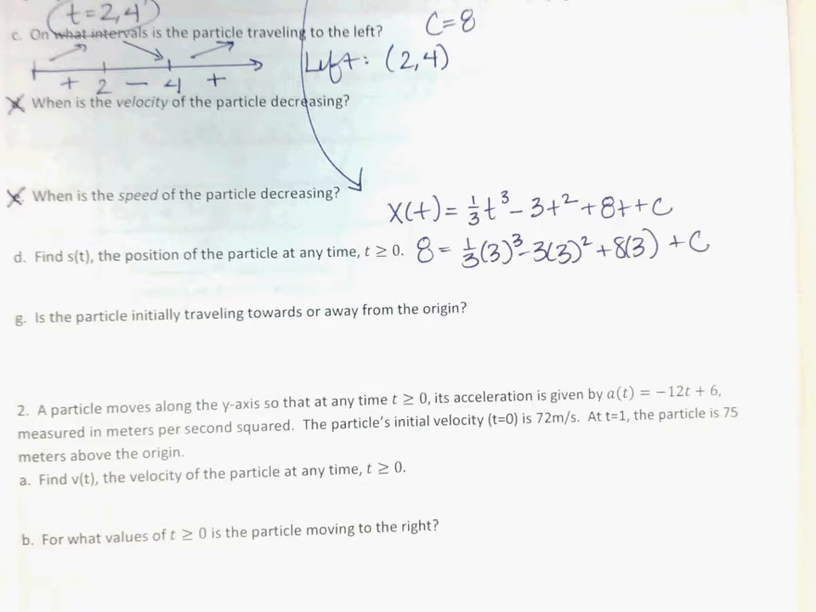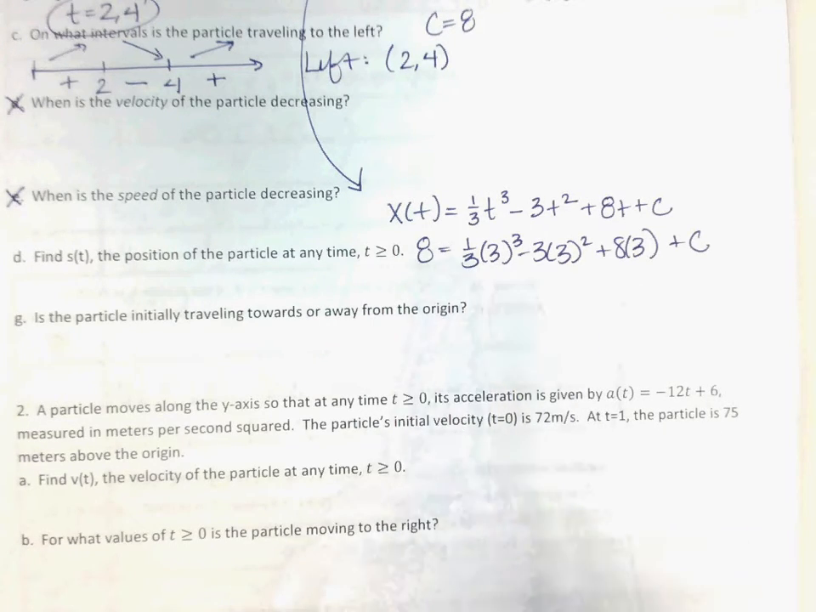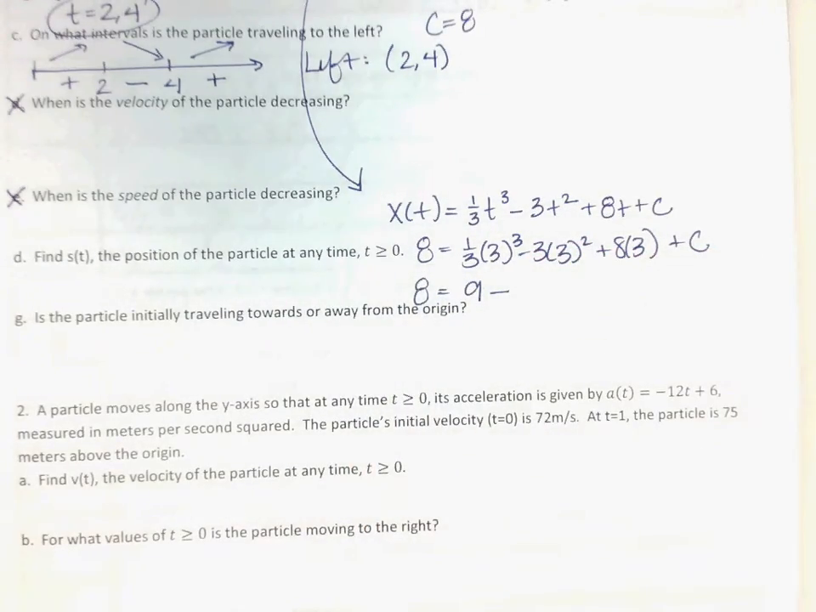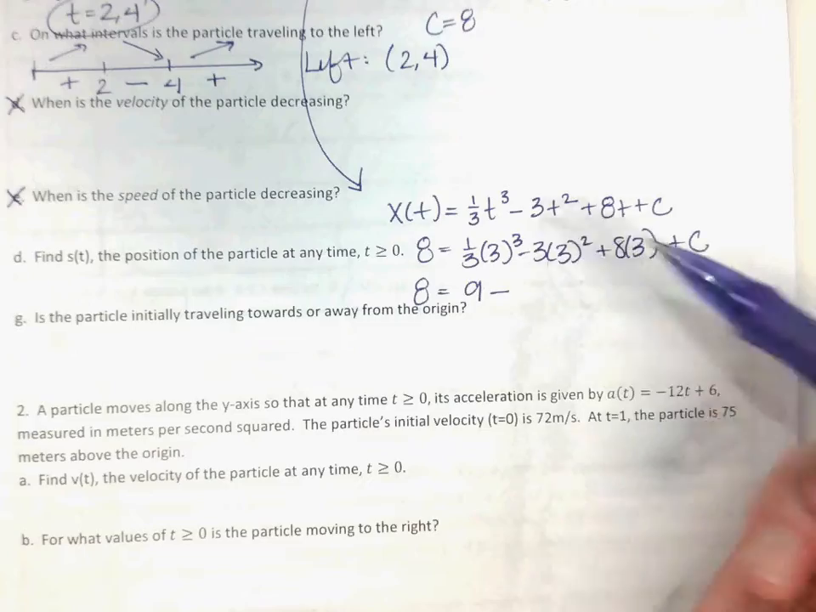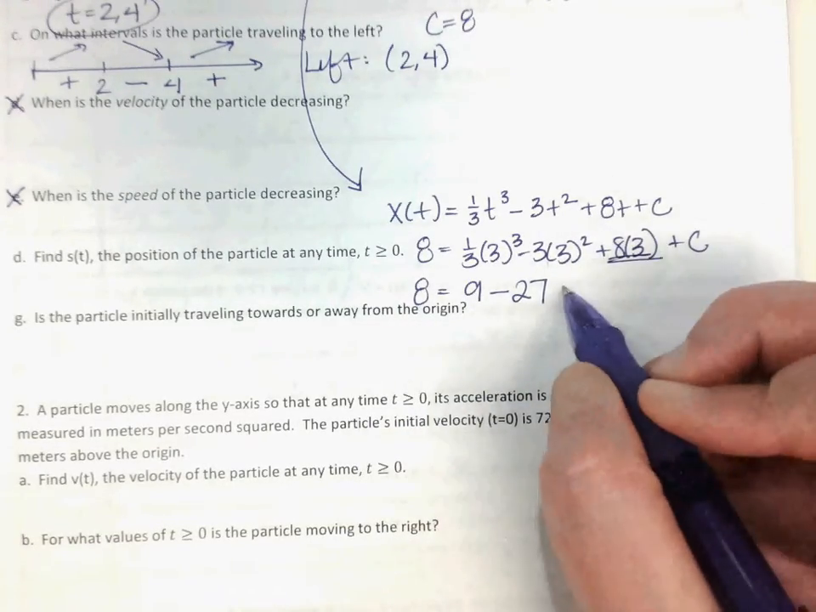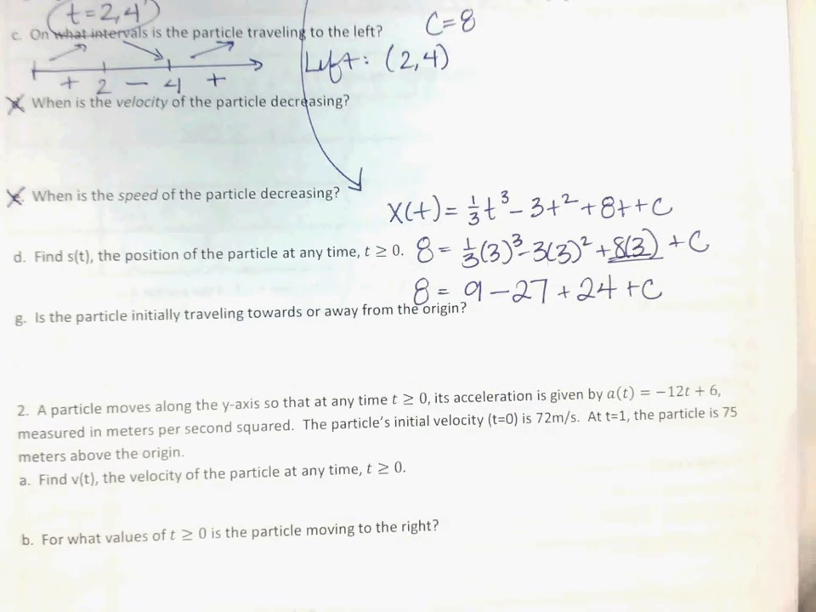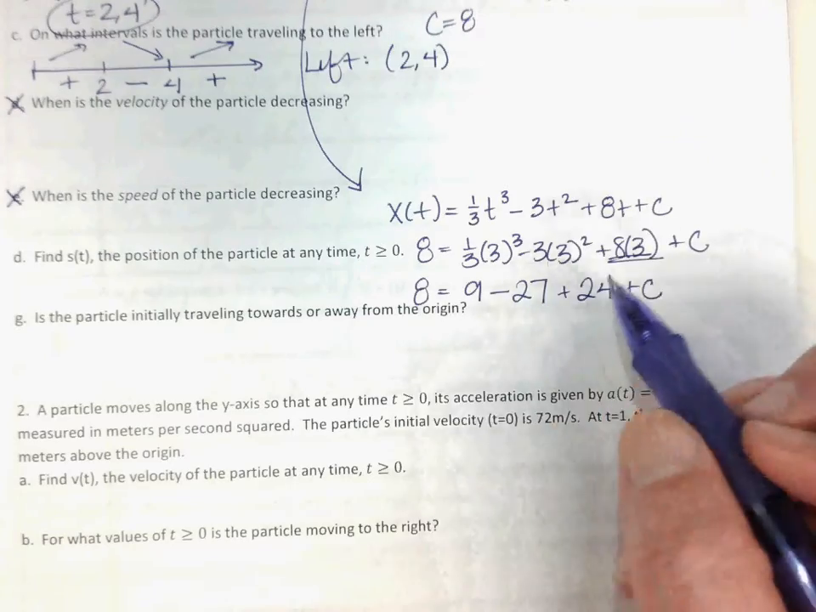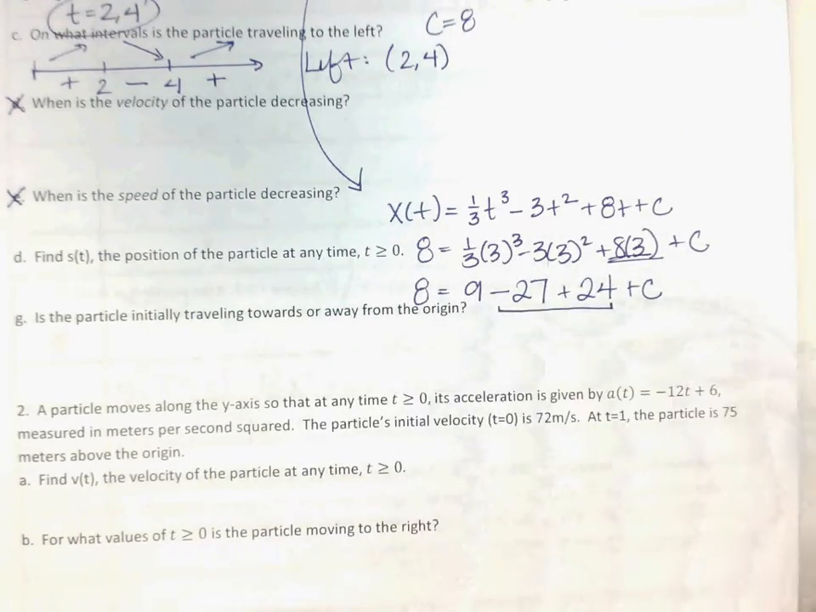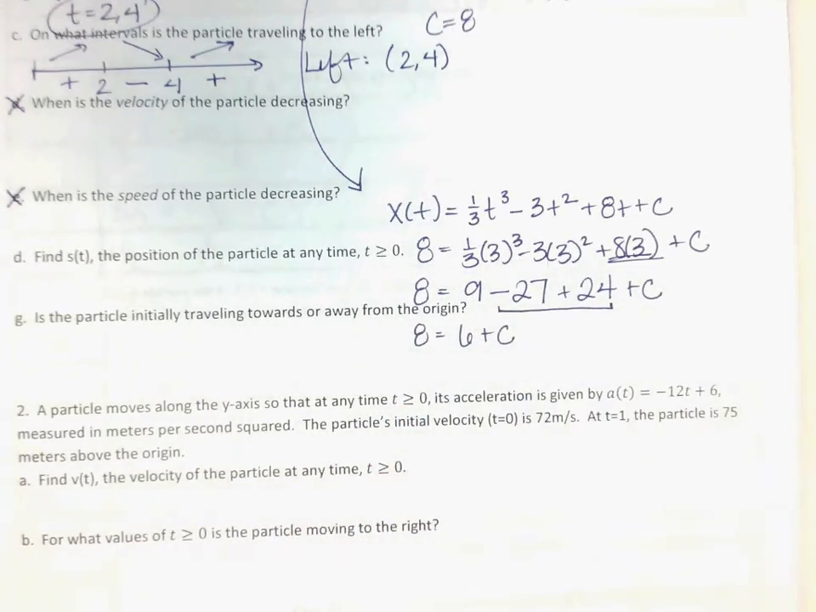Okay. 3 cubed, what is it? Divide it by 3 or make a third of it. Okay, so I have 8 equals 9 minus 3 squared here. 9 times 3 is 27. What's 8 times 3 for my next term? 24 plus c. Then 27 gives me negative 3. And then if I subtract that from the 9, I get a 6 left over. C is 2.